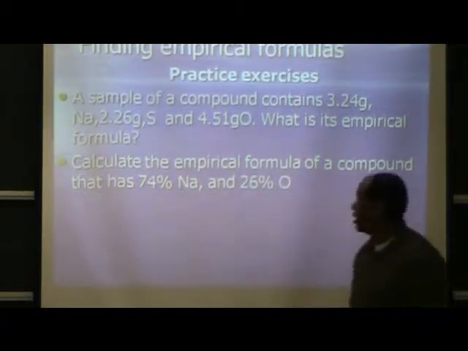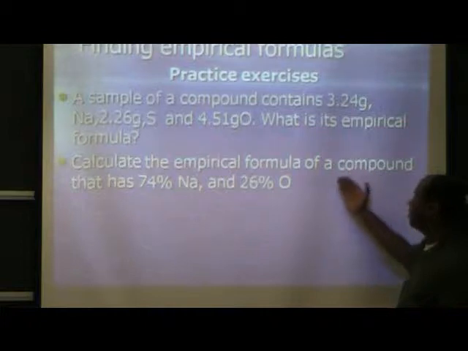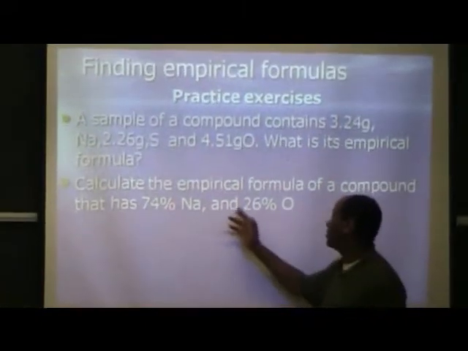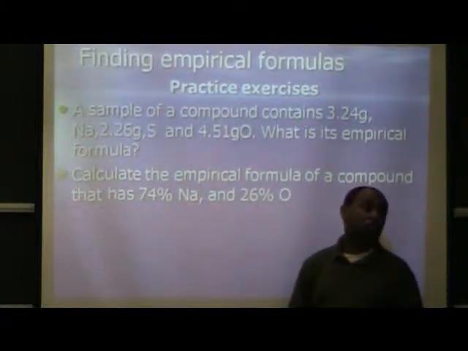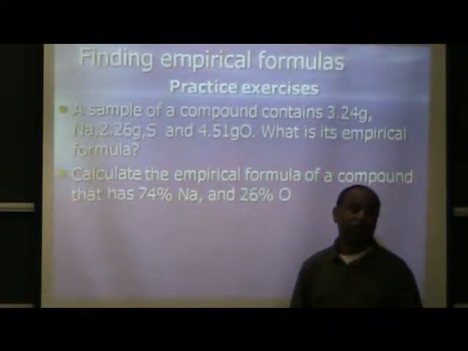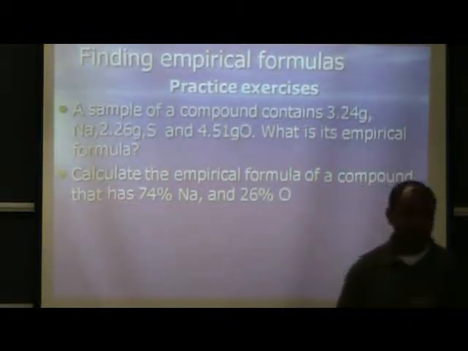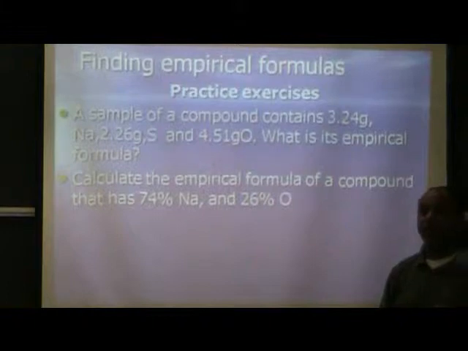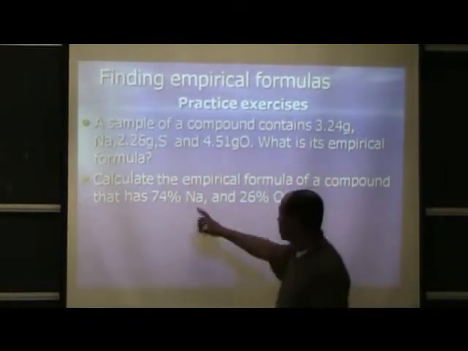Now, let's go to the third one. We have to calculate the empirical formula of a compound that has 74% sodium and 26% oxygen. What's the first thing you need to do here? You have to change the percent into grams. The convenient way is to convert the percent into grams.